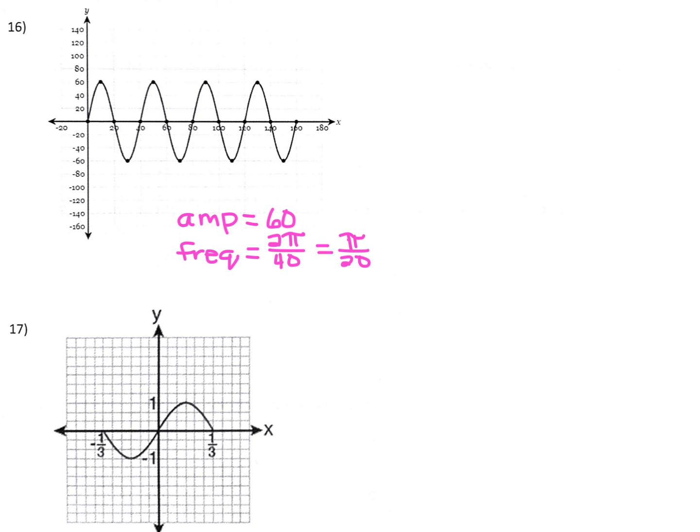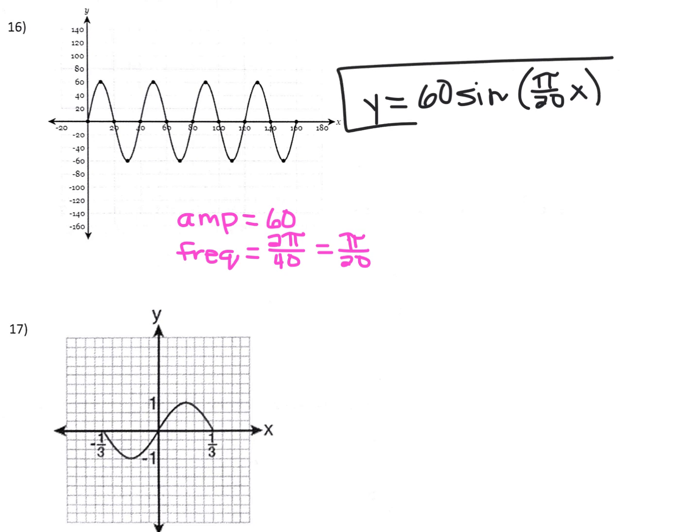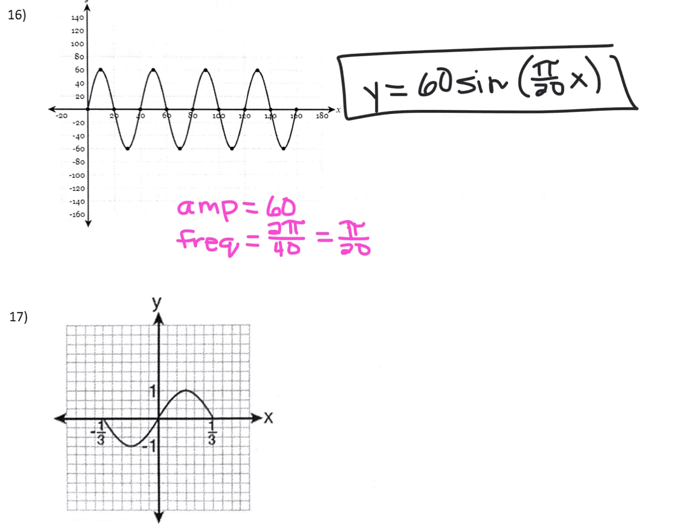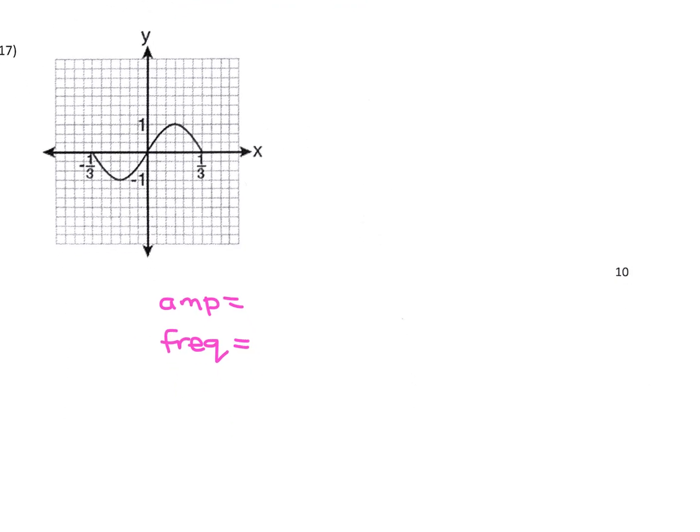All right, so the equation would be y equals, it's a positive sine curve. We know that sine starts at on the midline. So here we have y equals positive 60 sine of pi over 20x. And then finally, the last one. So with this one, our amplitude, the height from the midline, is 1.